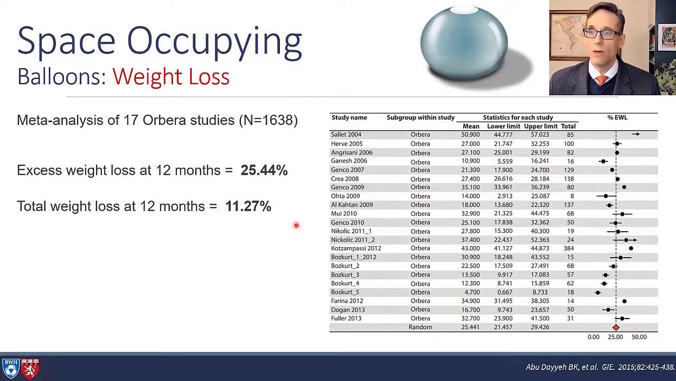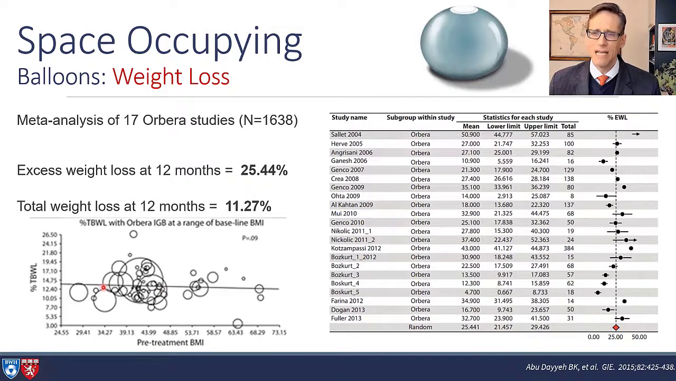Moving on to outcomes. Again, we're going to focus mostly on fluid-filled balloons, as that's where the most data is, but we can expect most of the outcomes will be very similar. This is a meta-analysis of 17 studies looking at a fluid-filled balloon with over 1,600 patients, and the excess weight loss at 12 months was 25.44, and the total weight loss at 12 months was 11.27. And this weight loss was consistent across all BMI categories.